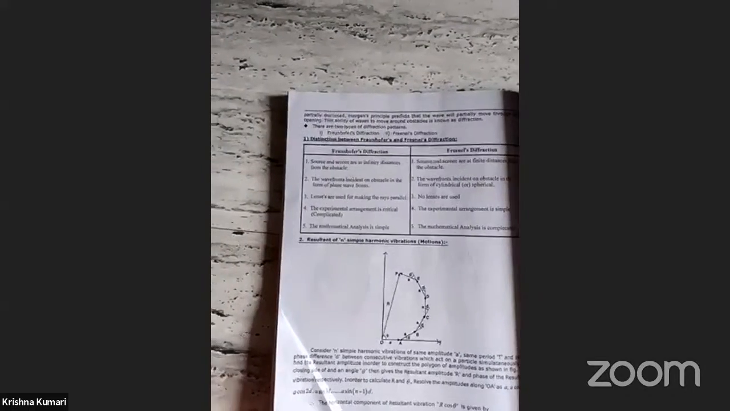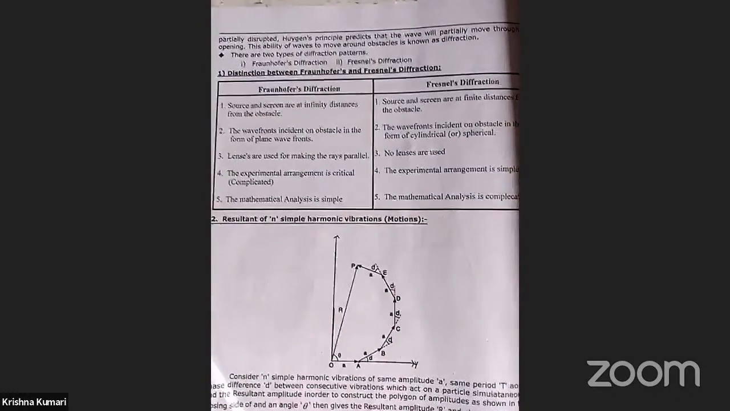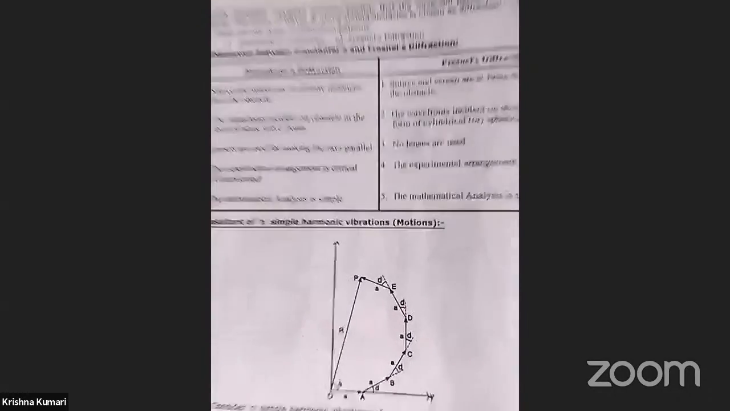Next, resultant of n simple harmonic vibrations. Here we consider n simple harmonic vibrations of the same amplitude a, same period T, and same phase difference d between consecutive vibrations, which act on a particle simultaneously. Then, to find the resultant amplitude, we construct the polygon of amplitudes as shown in the figure.